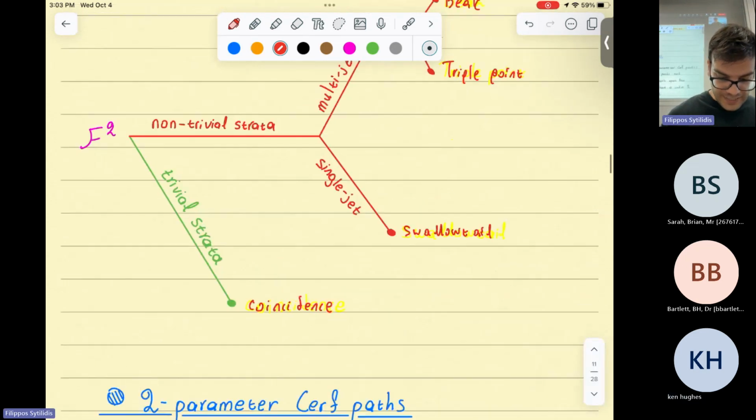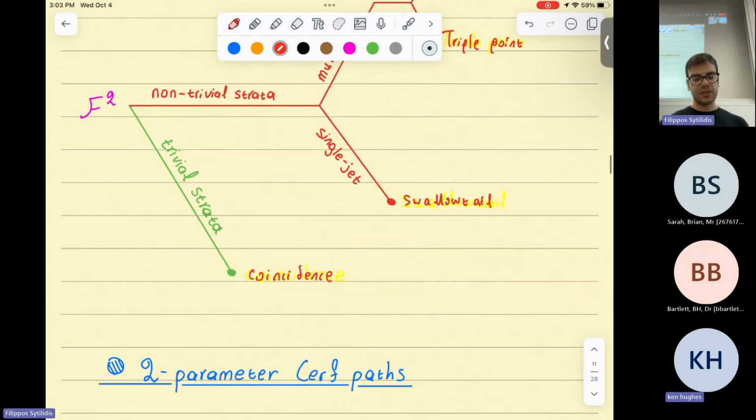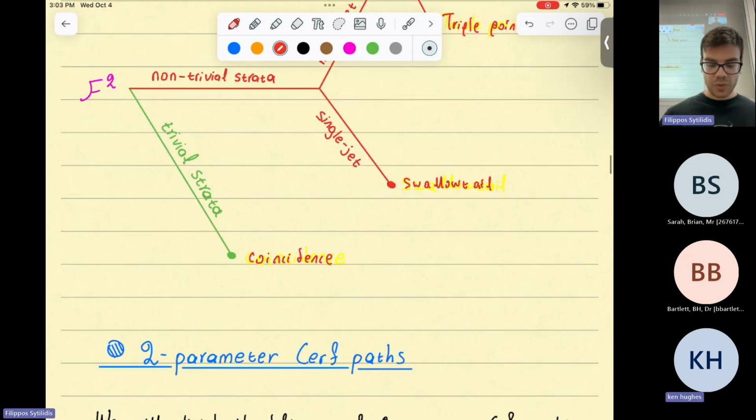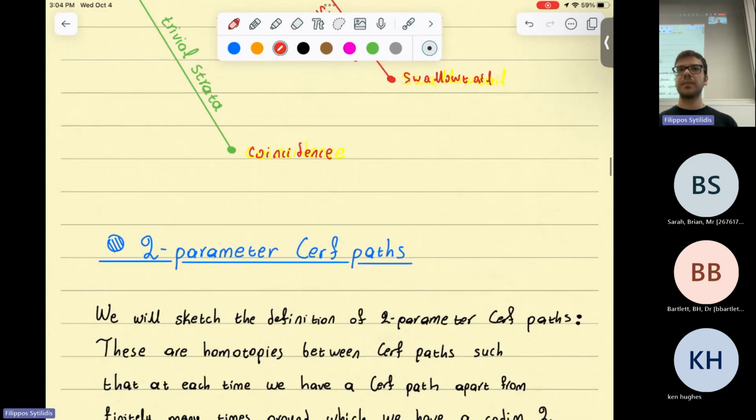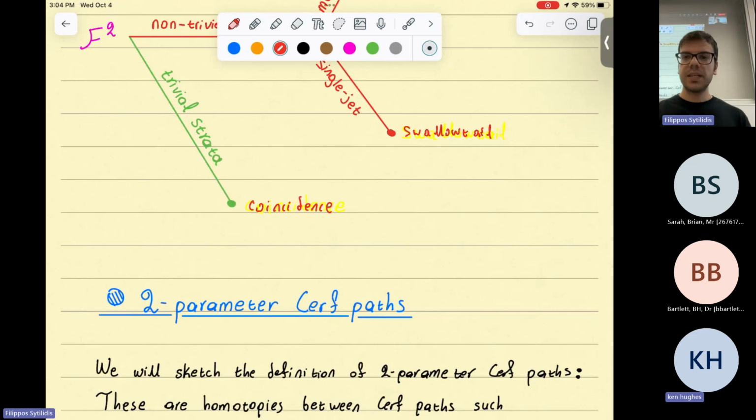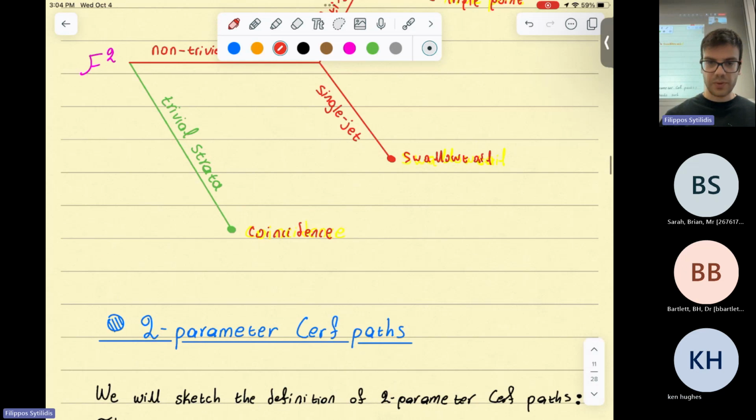The next thing that we need to understand is, well, I told you about the codimension 2 strata, but there is something more that needs to be said in order to cover all possible 2-parameter Cerf paths, which I haven't said yet. But do you want me to say it now, or shall we take a break? Let's take a break, I agree. So we're going to take a 10-minute break, and then we'll come back for the rest. Thanks, Filippos.